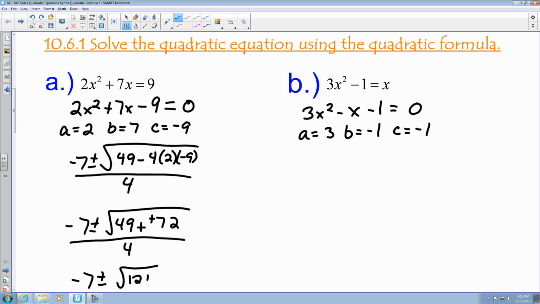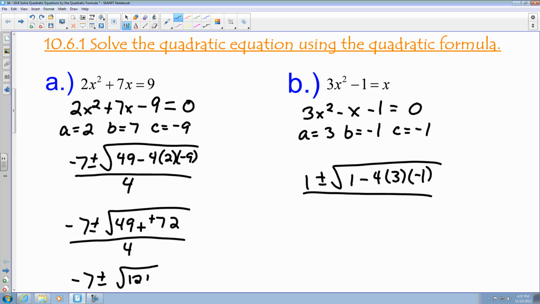Now, it's just a matter of substituting the values with the correct variables in the quadratic formula. So let's get started. We have negative b, and b is negative 1, so it's going to be a positive 1, plus or minus the square root of negative 1 squared, which is 1, minus 4 times a, which is 3, times c, which is negative 1, all over 2a, which is 2 times 3, which gives you 6.